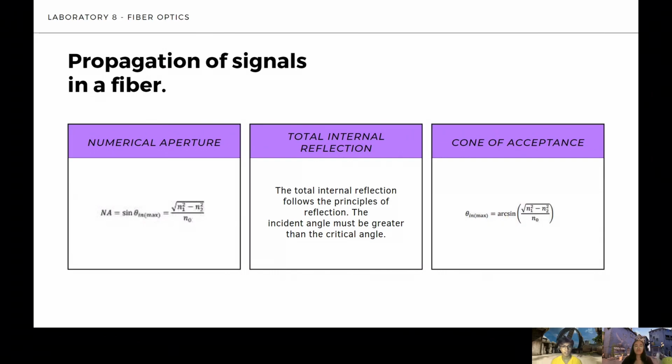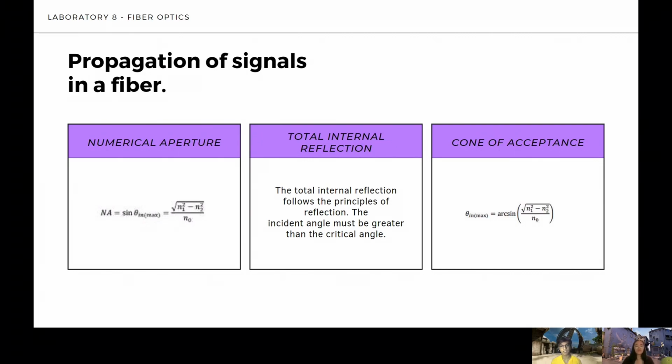So the next one is the total internal reflection. The total internal reflection follows the principles of reflection, so the incident angle must be greater than the critical angle. And of course, lastly, the cone of acceptance.